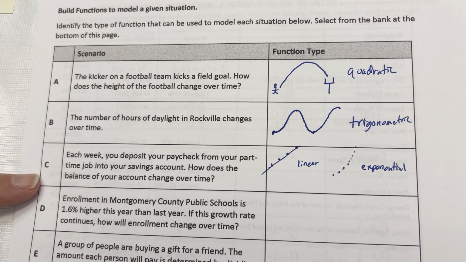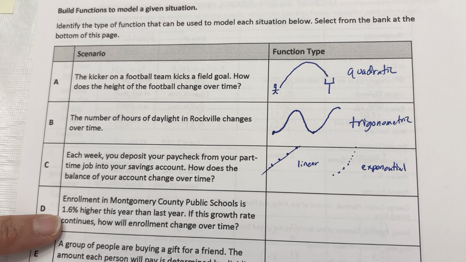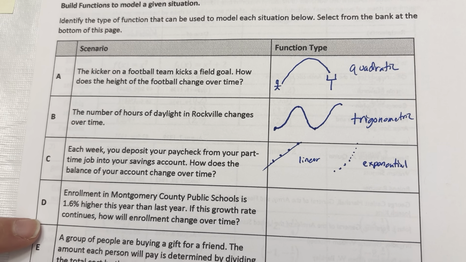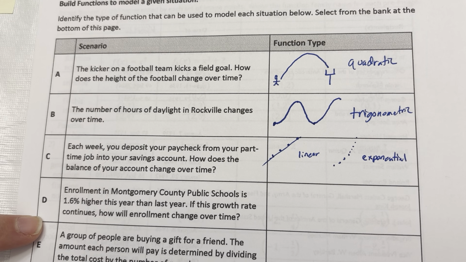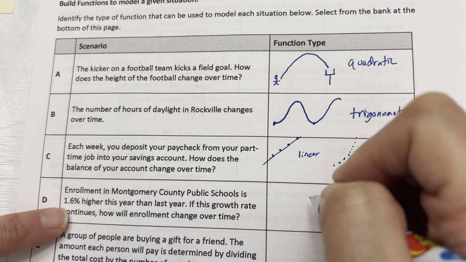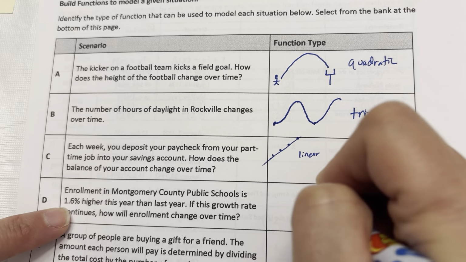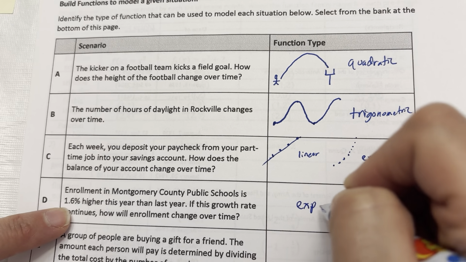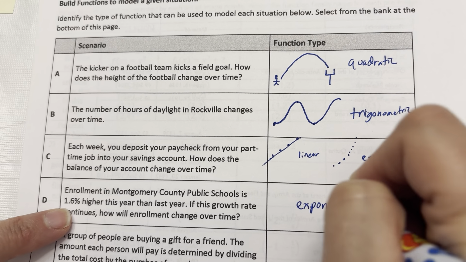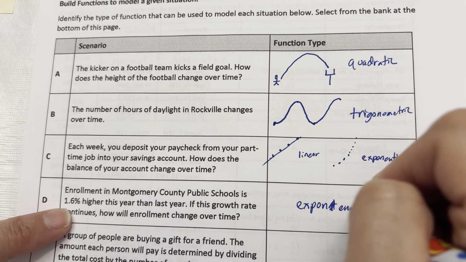Enrollment in Montgomery County Public Schools is 1.6% higher this year than last year. If this growth rate continues, how will enrollment change over time? So percentage, it immediately tells me that this is going to be an exponential, probably an exponential growth, where I'm given a growth rate. I can't spell.